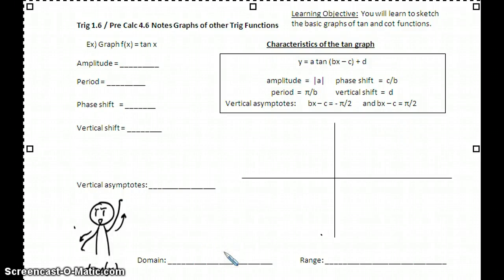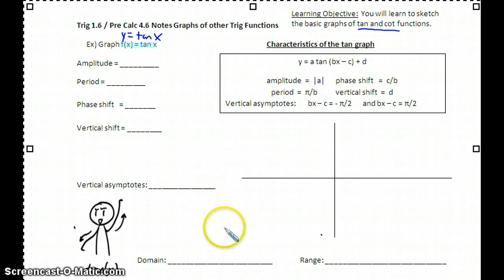This video covers Trig 1.6 or Pre-Calc 4.6. The topic for today is talking about graphing tangent and cotangent graphs. So if we take a look at our first example here, I want you to graph the graph y equals tangent of x. So we can change that to y equals.